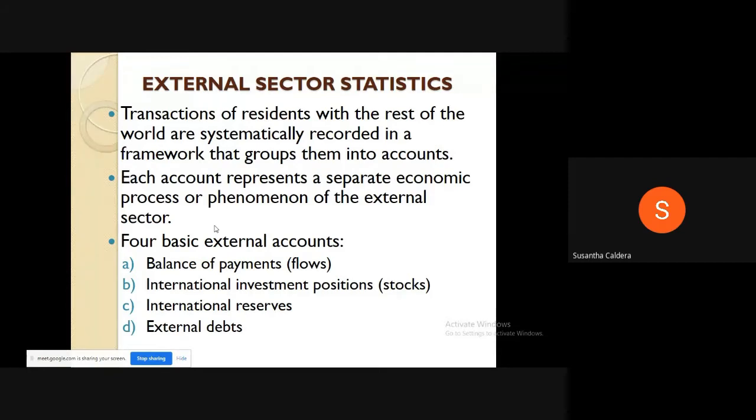Right? The basic external accounts are the balance of payment, then international investment positions, stocks, international reserves, and external debts. At the moment, in Sri Lanka, external debt has also become a fairly big issue.